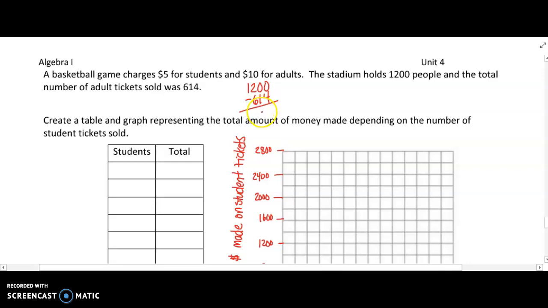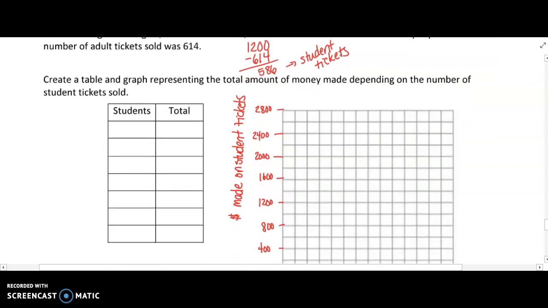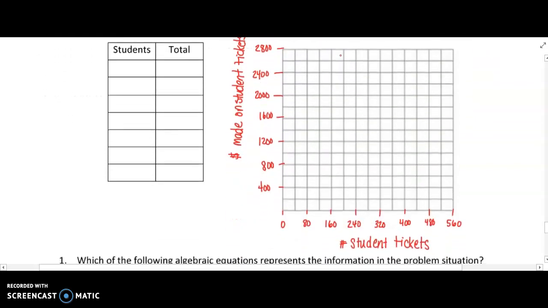So we subtract that, we have 586 student tickets. Okay, that tells me how many of those I have available. All right, so whenever I did that, that's where I got what I wanted to go by. So the number of student tickets, I went close to that 586. Okay, so I went to 560.